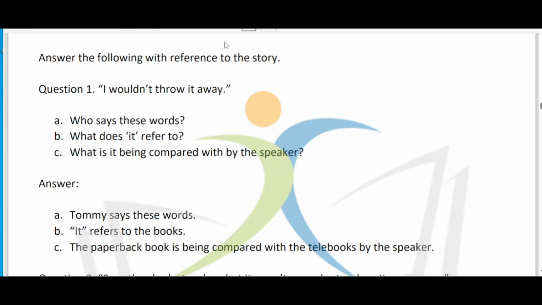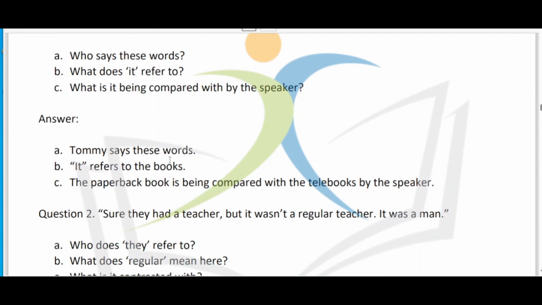Here we do have a statement, I wouldn't throw it away. Who says this? Tommy. And to whom did he say it? To the books. What is being compared by the speaker? The paperback book is being compared with the telebooks by the speaker. Printed books are compared with telebooks here.